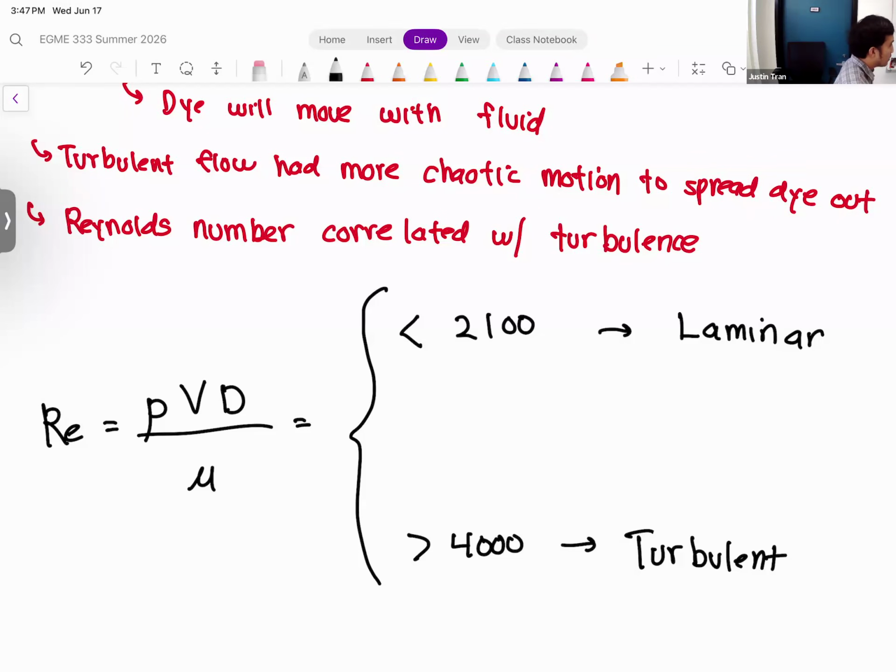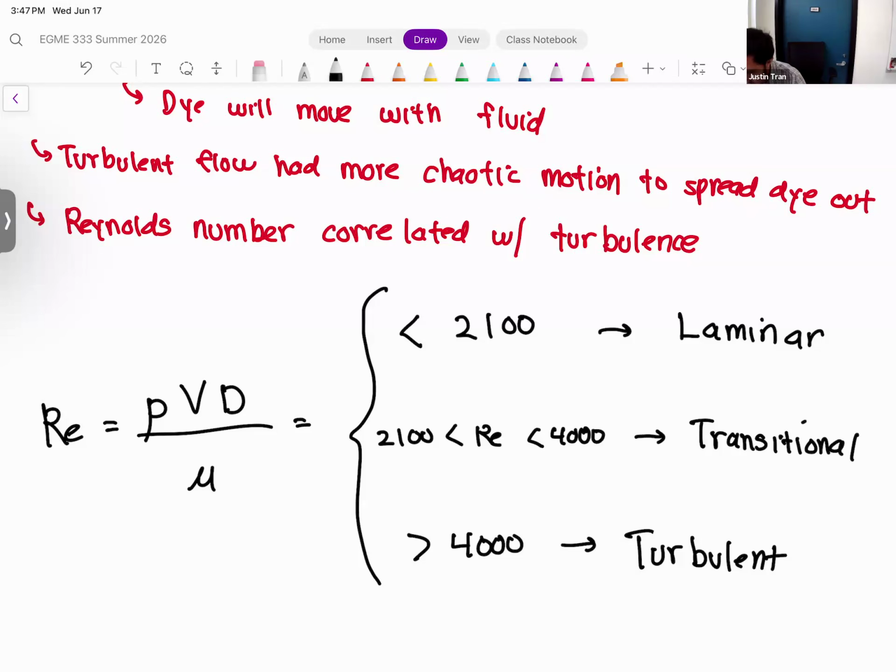So those two thresholds were very clear. Now, you might be asking what happens in between. What happens when the Reynolds number is greater than 2100 but less than 4000? In this regime, the flow was in between. It exhibits some aspects of turbulence, but it wasn't turbulent enough to be considered fully turbulent. So we called this regime transitional. The flow was starting to change between laminar and turbulent, but it hadn't gotten to the point of full turbulence just yet.